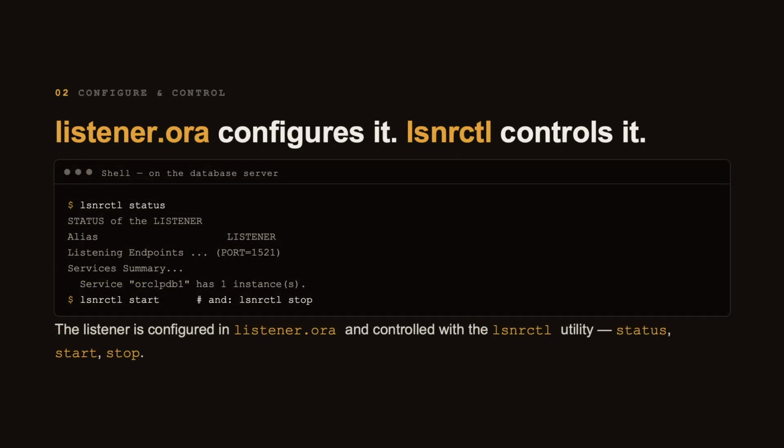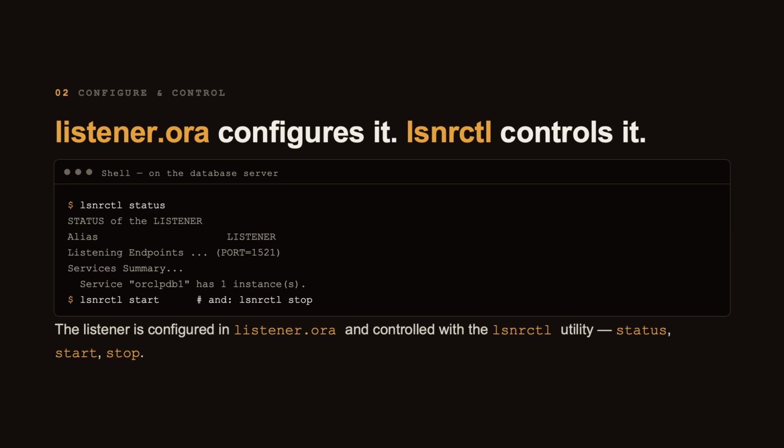How do you configure and control the listener? It's configured in a file called listener.ora, and you manage it from the operating system with a utility called lsnrctl, listener control. The command you'll run most is lsnrctl status, and it's genuinely one of the most useful diagnostic commands you'll learn. It shows you the listener's alias, what port it's listening on, almost always 1521, and, crucially, a summary of the services registered with it.